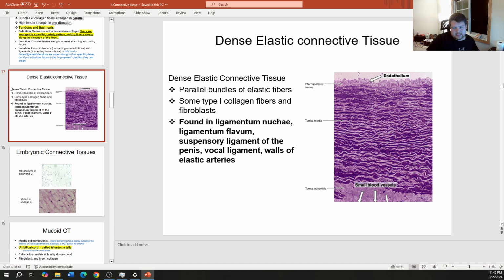Now, dense elastic connective tissue. These are found in a couple of very specific tissues. The ones I want you to really, really remember are the ligamentum nuchae and the ligamentum flavum, as well as walls of the elastic arteries. Remember, the big arteries have that elastic portion that helps them snap back closed. Not much else about this. Mainly just understand the location and that this exists.